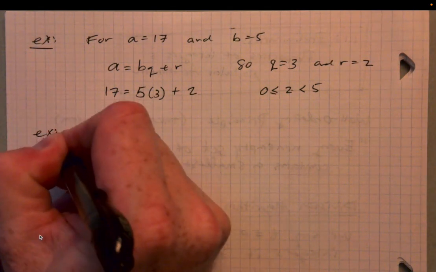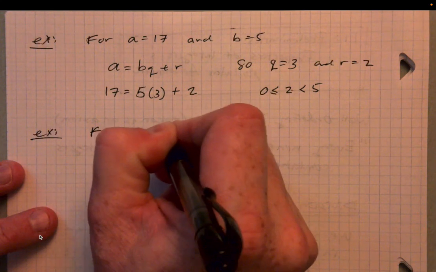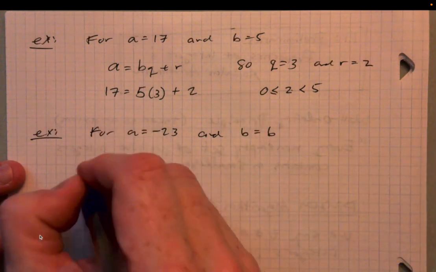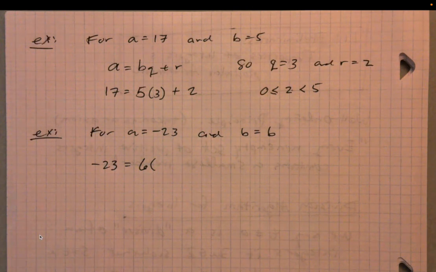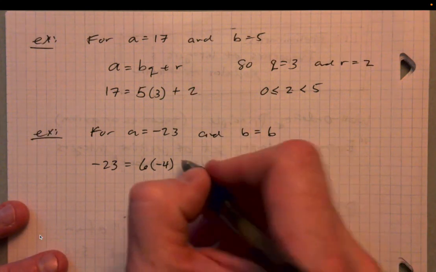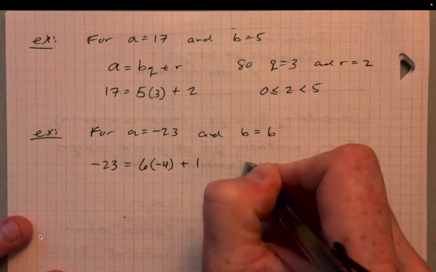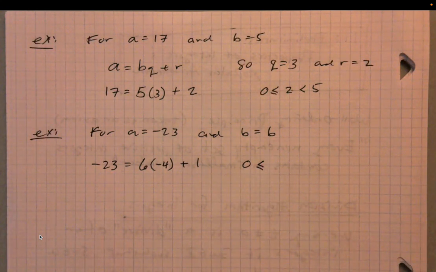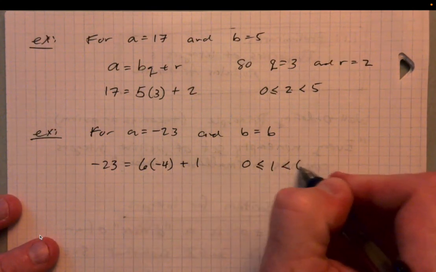Another example. Let's say a equals negative 23 and b is equal to 6. Okay, so then I could say negative 23 is equal to 6 times, well, I could go negative 4. 6 times negative 4, that's negative 24. And my remainder would be 1. Now notice here that 0 is less than or equal to my remainder of 1, which is less than b, which is 6.